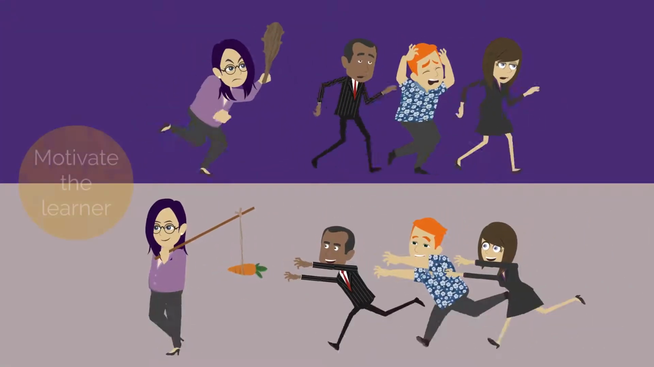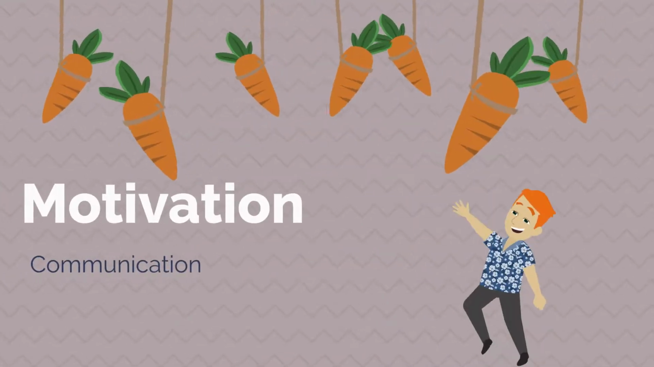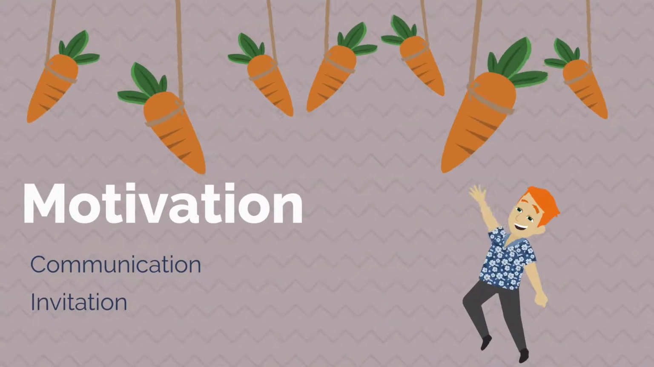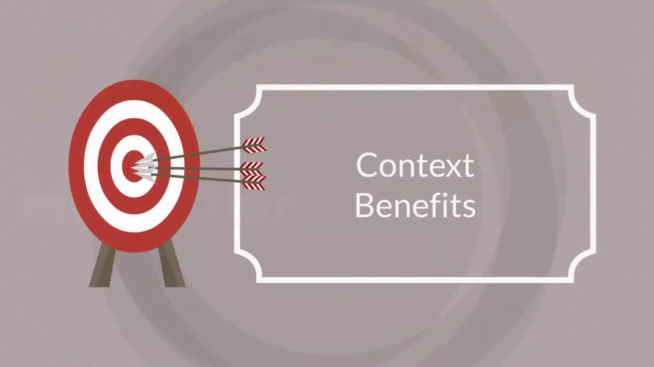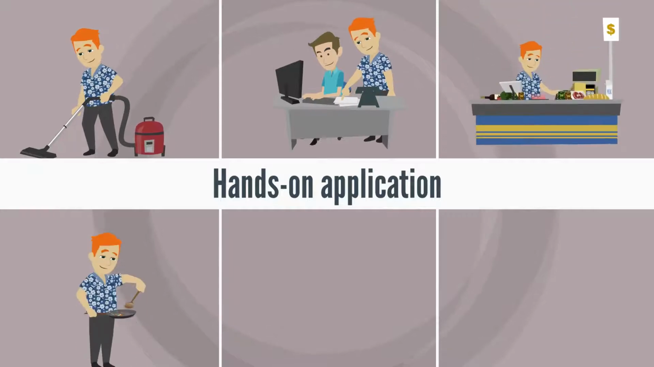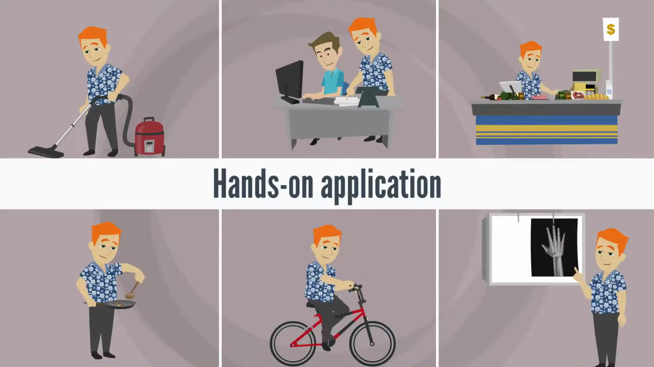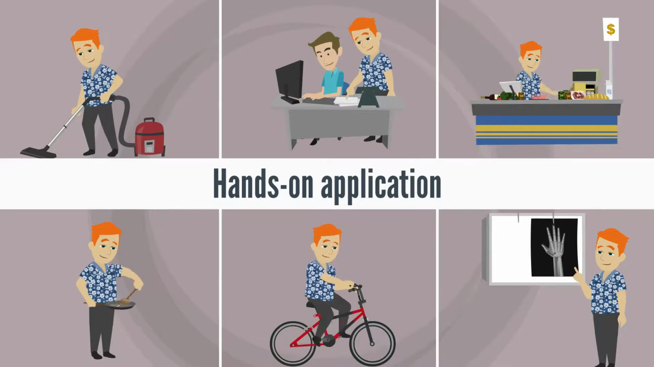Lastly, it is crucial to motivate the learner. This is generally achieved via communication, including the invitation to training and the introduction to the training session. Reiterating context and the benefits to the individual should occur throughout the training session. It is generally accepted that people learn best via hands-on application. So, provide as much hands-on practice as possible while learning at their own pace.